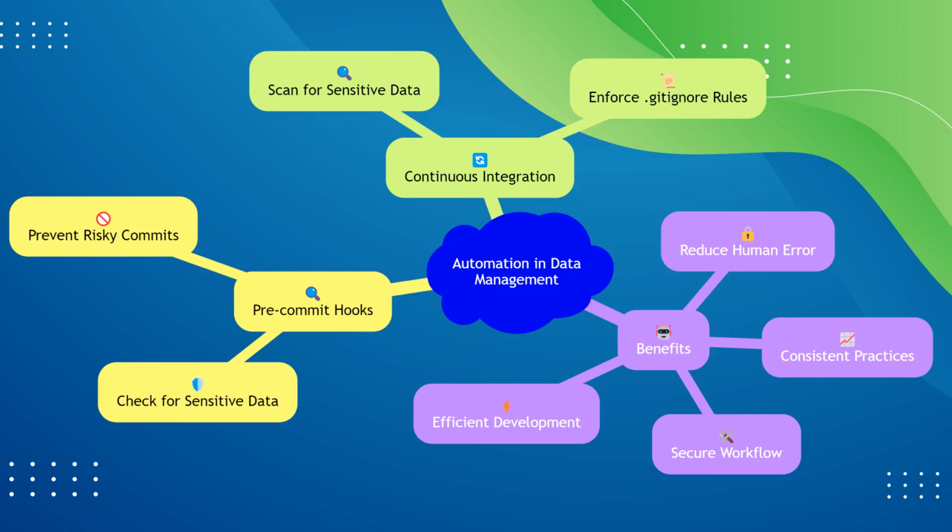Automation can play a significant role in managing data in source control. Tools like pre-commit hooks can be used to automatically check for sensitive data before a commit is made. Continuous integration pipelines can include steps to scan for sensitive data and enforce .gitignore rules. By automating these processes, you can reduce the risk of human error and ensure that data management practices are consistently applied across the team. Automation helps in maintaining a secure and efficient development workflow.